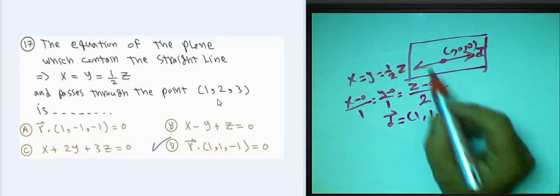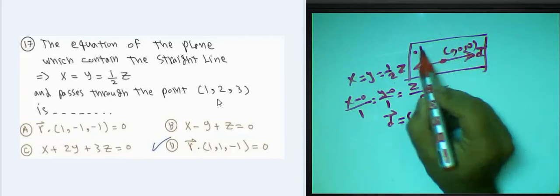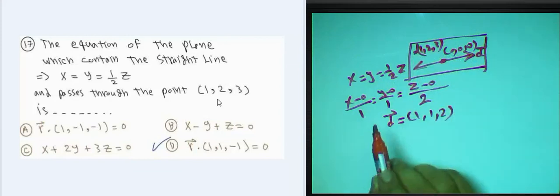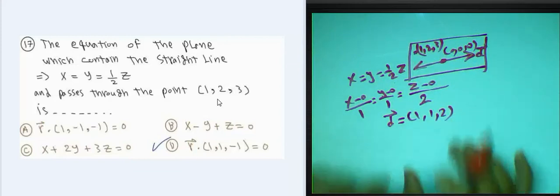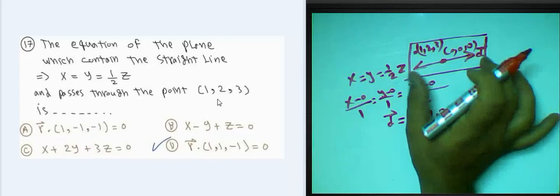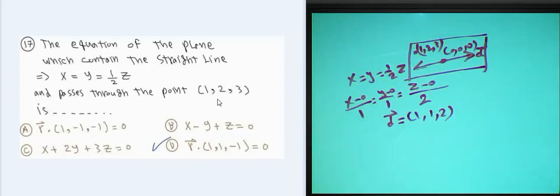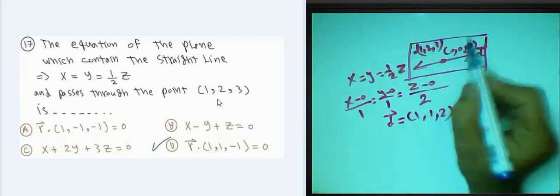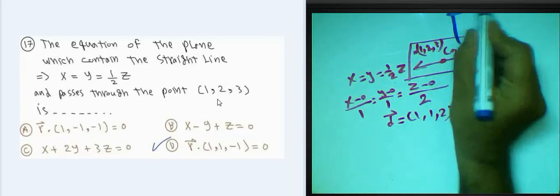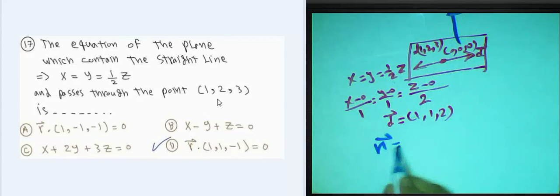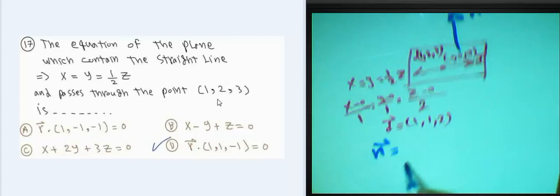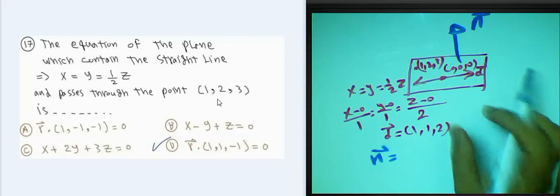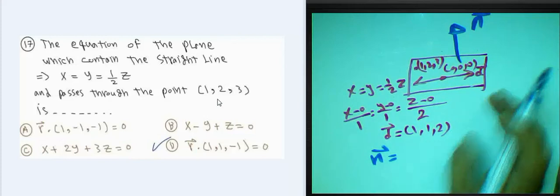Okay, and it passes through the point (1, 2, 3). He gave us this point (1, 2, 3). The plane passes through the point and the straight line. We want to find the equation of the plane which contains the straight line and the point. First we must find what? We must find the vector which is perpendicular to the plane here. We call it n. We know vector n we can get perpendicular to the plane by cross multiplication of vector 1 and vector 2.